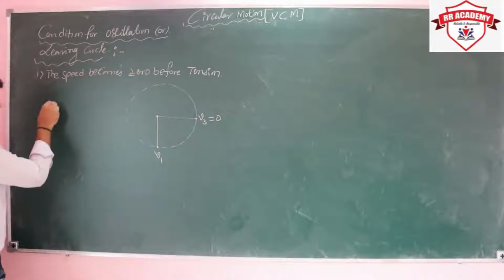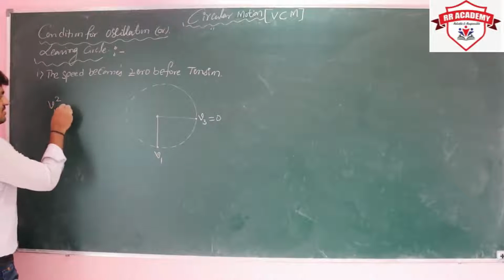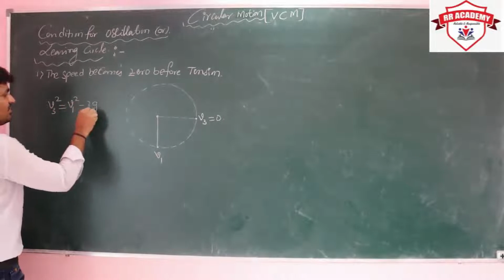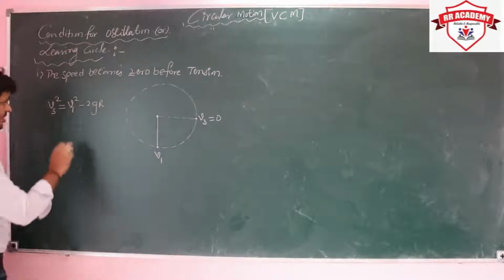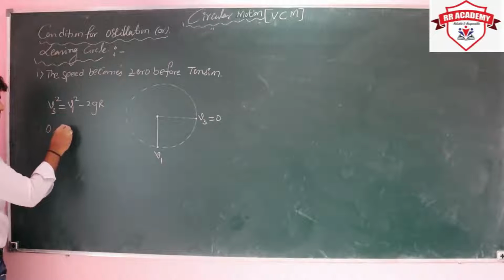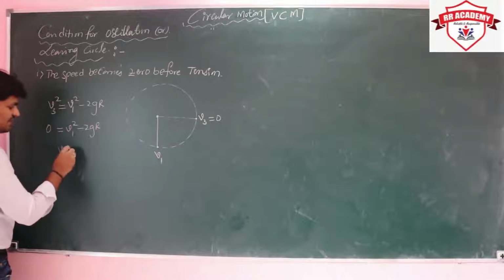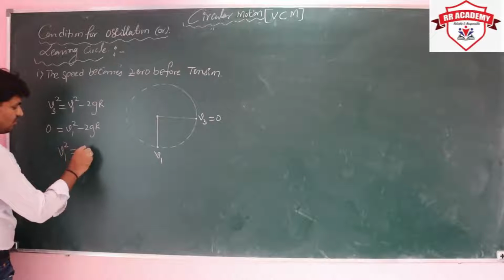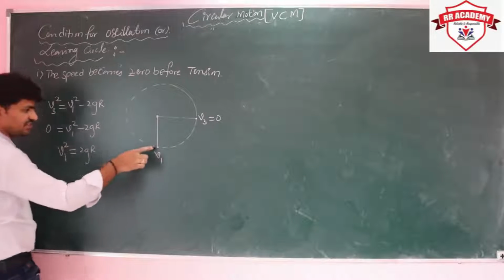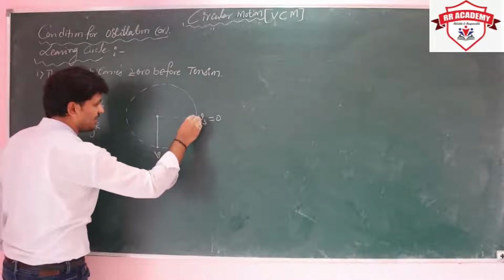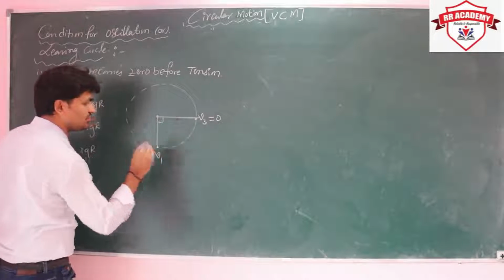And we know that V1 square minus V3 square, or else V3 square, is equal to V1 square minus 2gr from the first equation. Now V3 is equal to 0, that means V1 square minus 2gr, then V1 square is equal to 2gr. Means if V1 is equal to under root 2gr, then just the particle is able to reach the horizontal position.